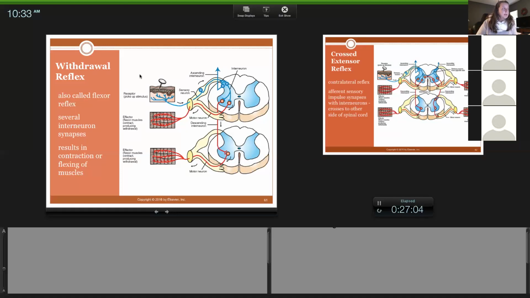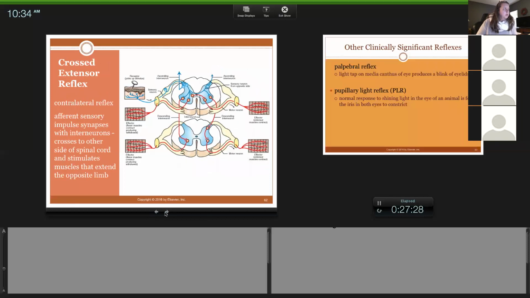But what's happening in here is a receptor picks up a pinch, and this shows a little nail, anything painful. It picks it up, sends a signal to the brain. The brain is going to send an efferent signal to the muscles. It causes those muscles to flex or withdraw. That's all this slide is basically saying, okay?